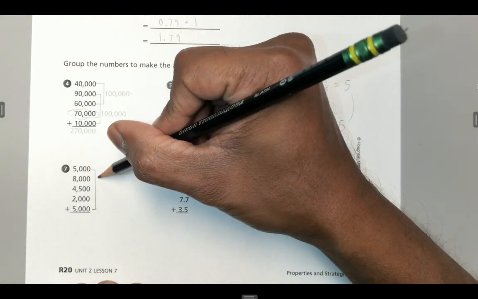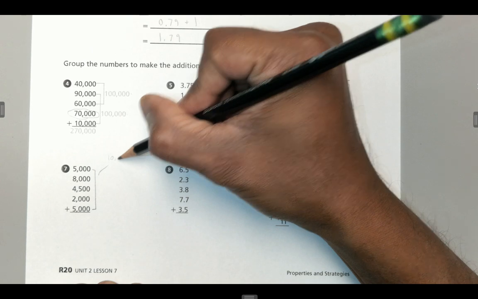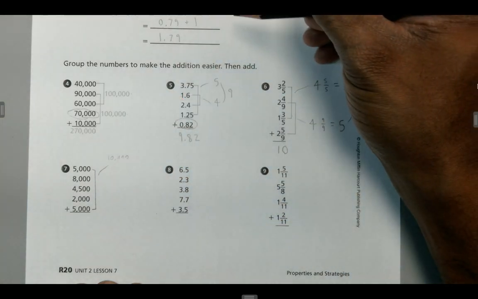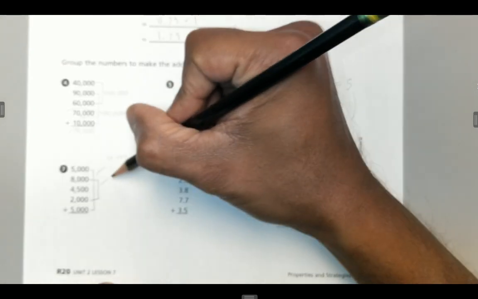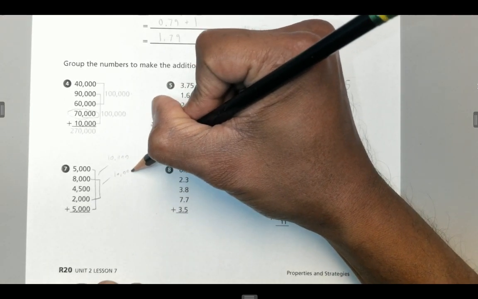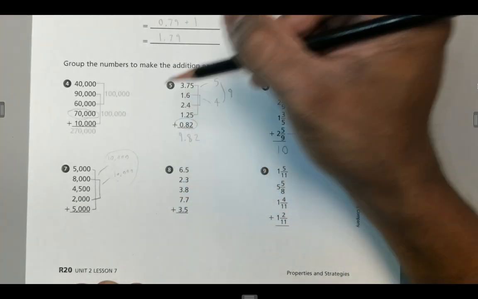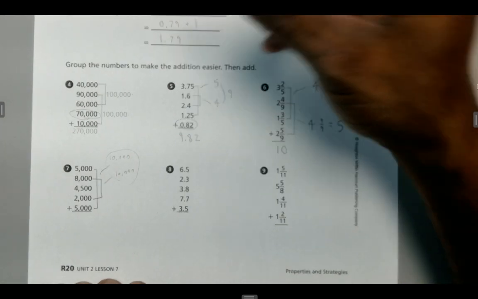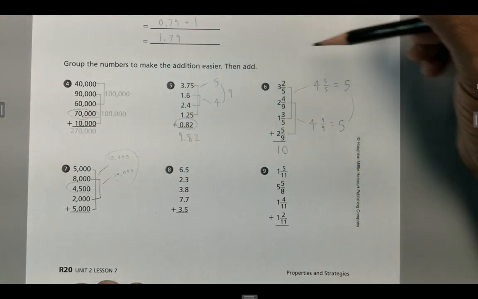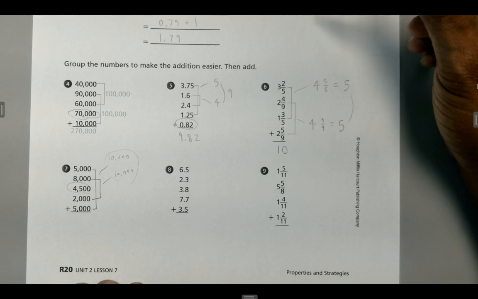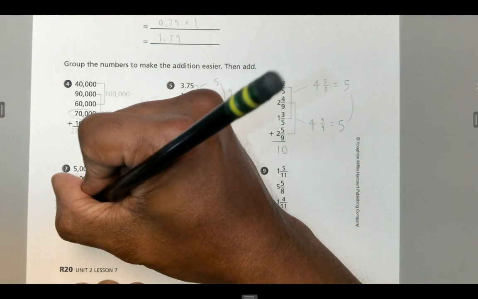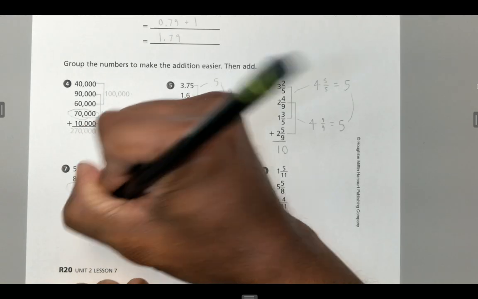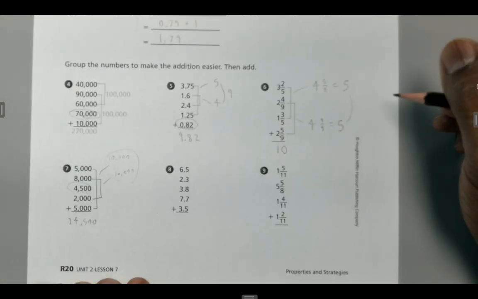5,000 plus 5,000. That's going to get me 10,000. 2,000 plus 8,000. That's also going to get me 10,000. This together is 20,000. Plus this leftover amount, 4,500. 20,000 plus 4,500. That's 24,500.